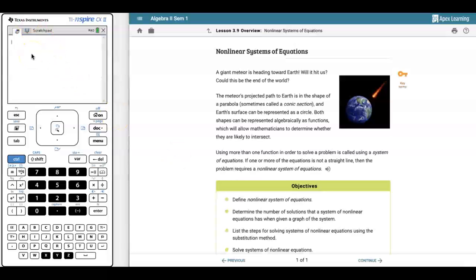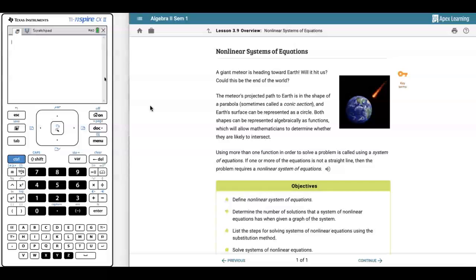Okay, so one application of nonlinear system of equations is potentially if a giant meteor is heading towards Earth. Oh no! All right, because a system of equations is using more than one function to solve a problem, right? So for example, in this problem, we could have a function that represents the shape of the Earth and how the Earth is moving, and we can have one for representing the shape that the meteor is going to take if it's taking a parabola approach, which it most likely would be, right?